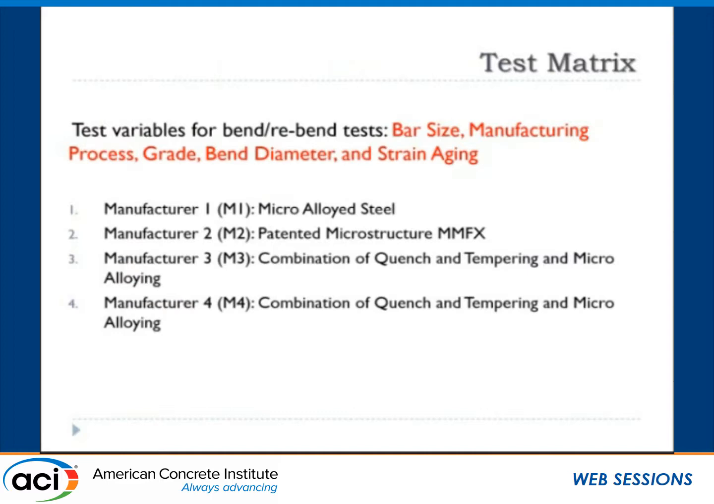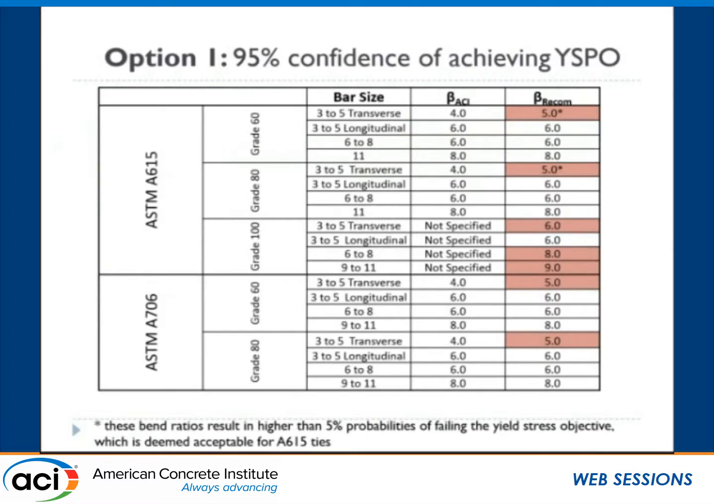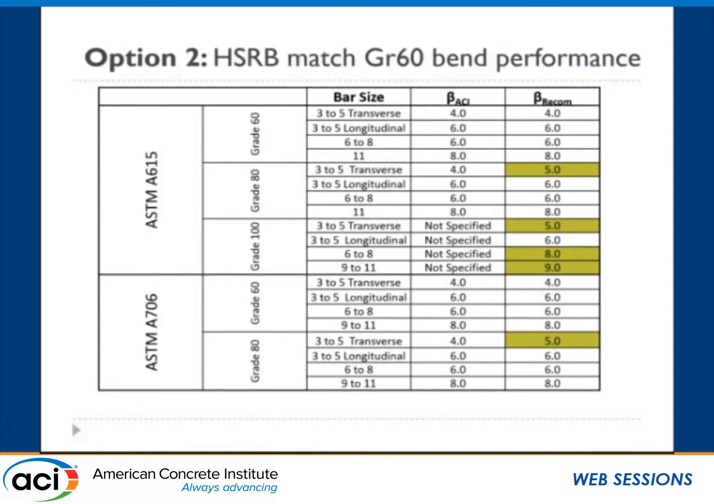ways of doing it, with multiple different manufacturers to get a full sampling. And this resulted in recommendations for new bar diameters, not very different from what we have currently in ACI, depending on whether you look at a yield stress performance objective or you just try to match whatever grade 60 performance we're happy with. It gives us these numbers here. So we're looking at this.